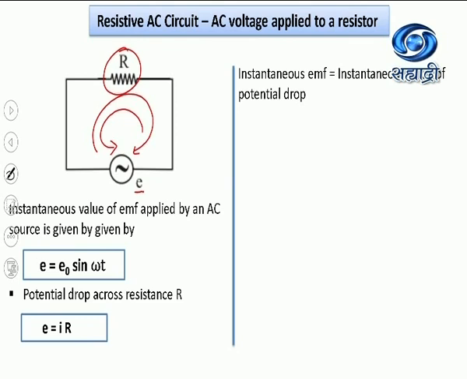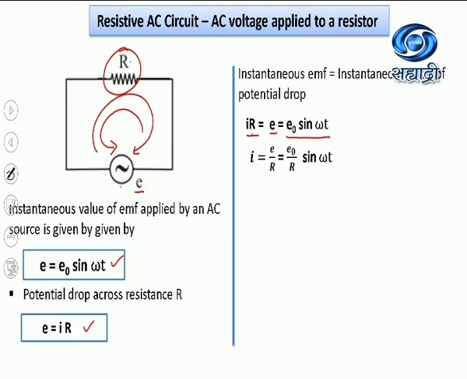Now the instantaneous EMF must be equal to the instantaneous value of the potential drop. It is obvious because whatever voltage you have applied with the help of this source will be entirely dropped across the resistor. Hence, comparing the two equations, we can write I R equals E naught sin omega t. From this, I is equal to E upon R, that is equal to E naught upon R into sin omega t.